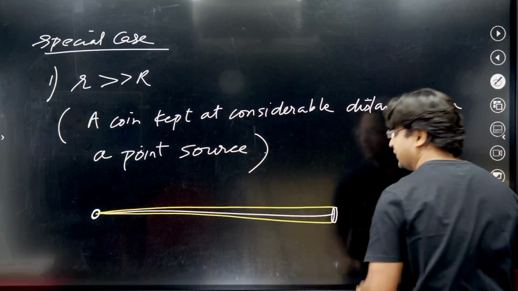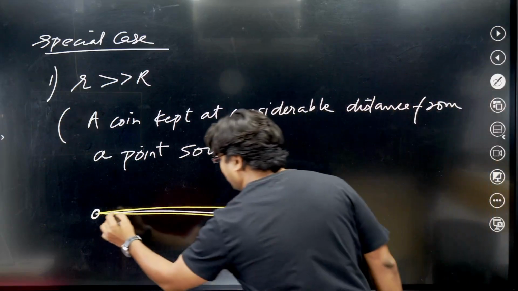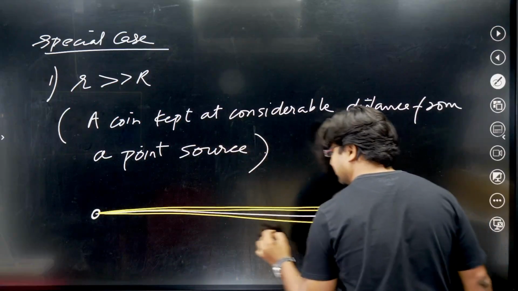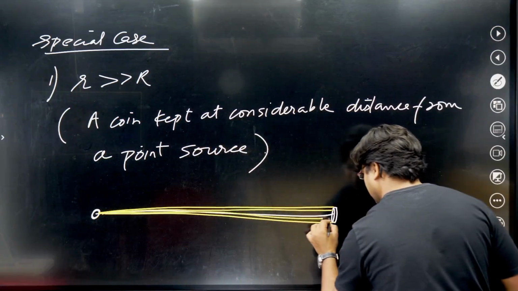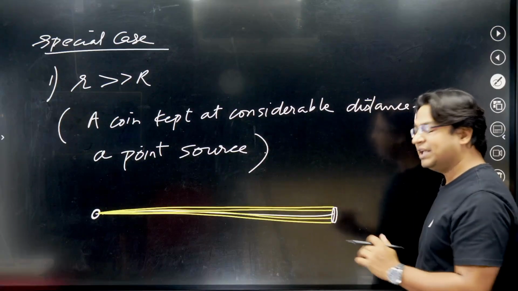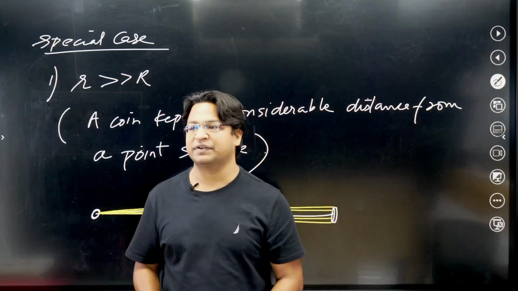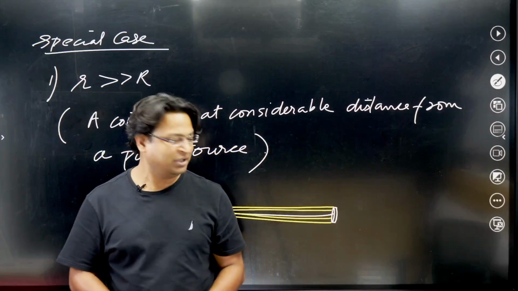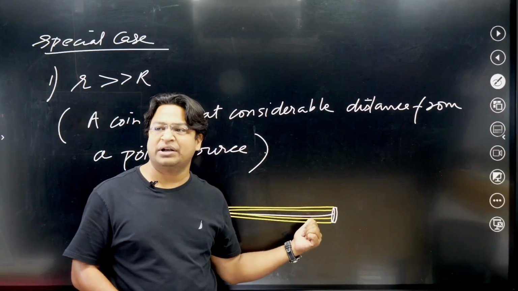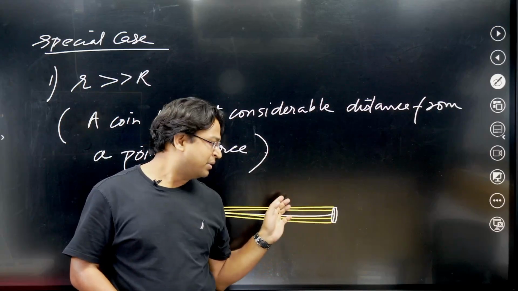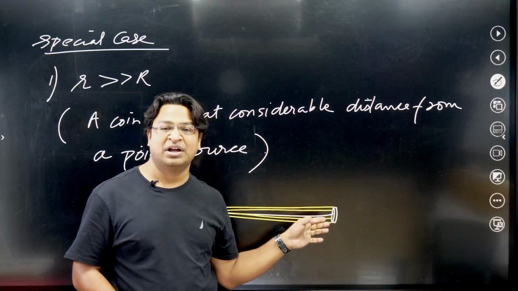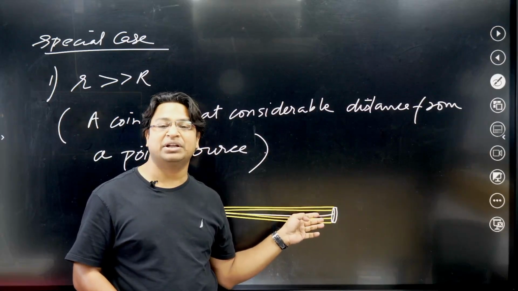I'm trying to do the freehand drawing. And if you try to draw all the other rays that will be incident on this coin, and then if you choose to ignore this part of the figure, I'm trying to hide it using my body. So the rays hitting the coin, does it look like a parallel beam? By the time they reach the coin, they start appearing in the form of a parallel beam.